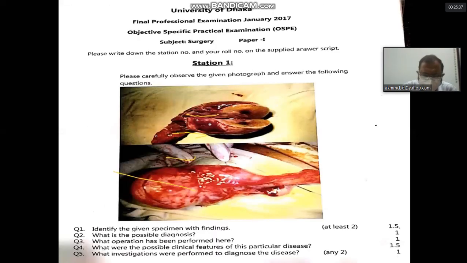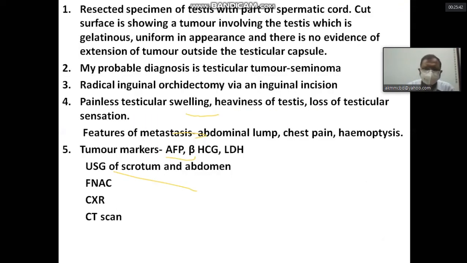Now, what investigations were performed to diagnose the disease? These are the investigations. First, you have to do the ultrasonogram of scrotum and abdomen. Then go for tumor markers. After that, if required FNAC, and to exclude the metastasis, you have to do the chest X-ray and CT scan of abdomen. Okay?